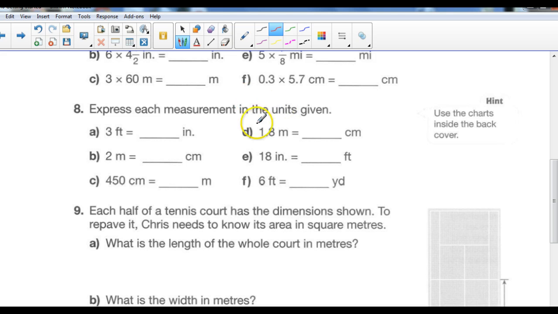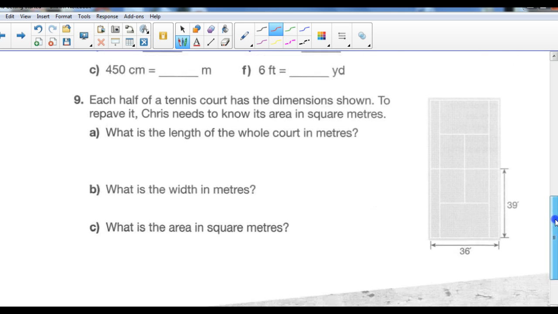Express each measurement in the units given. 3 feet is equal to, well, this is from a previous chapter. We know there's 12 inches per foot. We have 3 feet, so 3 times 12 is 36 inches. So you can go and do the other conversions on here. You can use the charts in the back cover to do that. This is just some review.